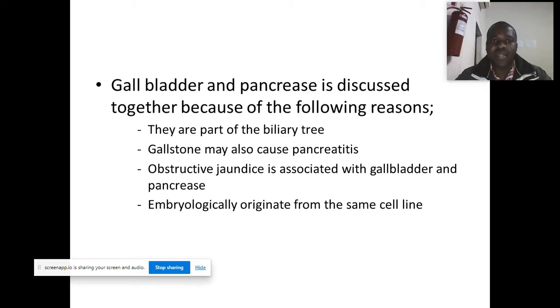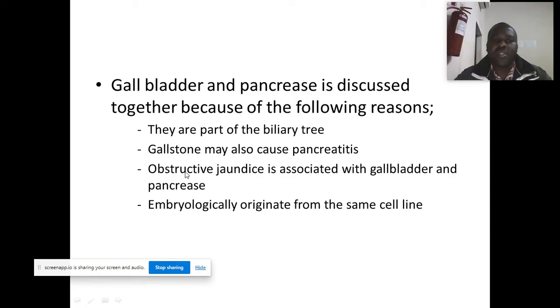How do I start? I can only say that the gallbladder and the pancreas are usually discussed together. What's the reason? One, they are part of the biliary tree. Two, usually disorders that affect the gallbladder will eventually affect the pancreas. Like, for example, if a person has gallstones, eventually it may also cause pancreatitis, which is the inflammation of the pancreas.